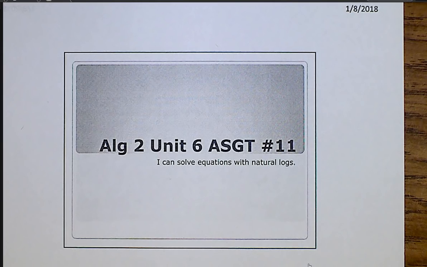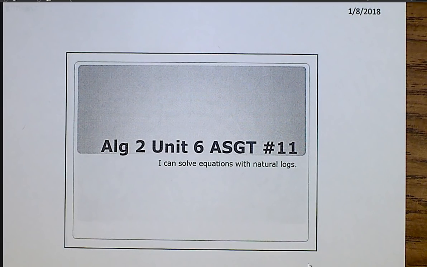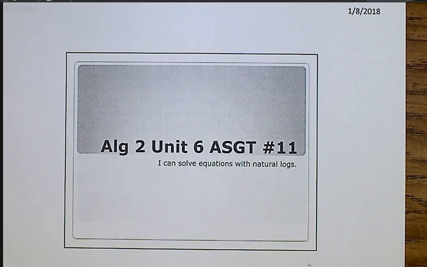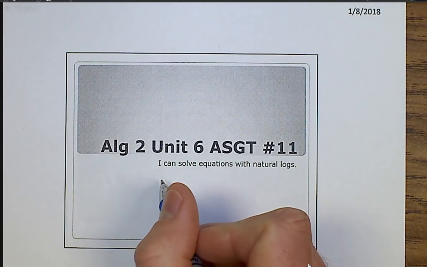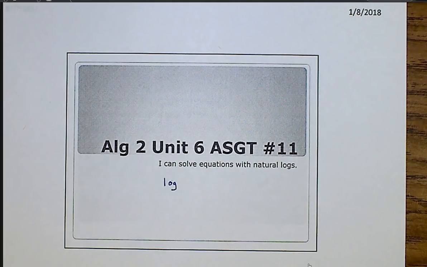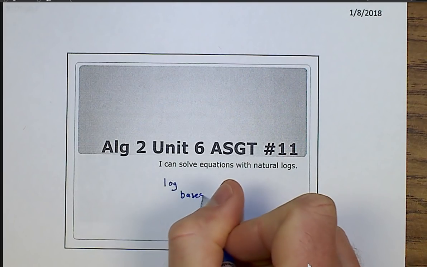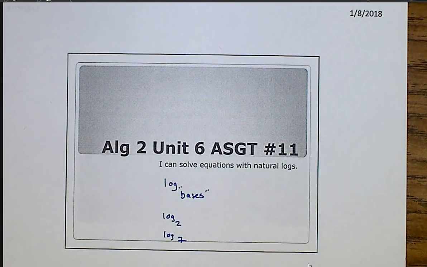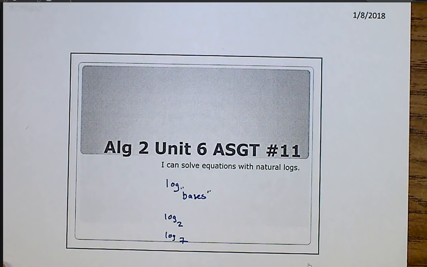We are finishing up Unit 6 today with Lesson 11, and we're going to finish with solving equations involving natural logarithms. You may be wondering what a natural logarithm is, and so that's where we're going to start. Up to this point, we've been dealing with logs, and the bases can vary. We can have log base 2 of something, or log base 7. That number can change all the time. That's what a logarithm is, and we know that logarithms give us exponents. That's the point of logarithms.